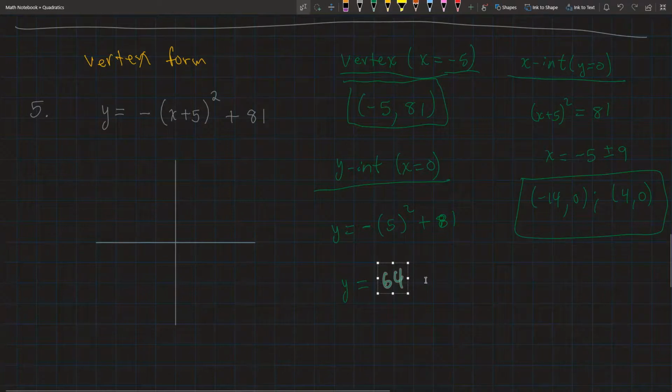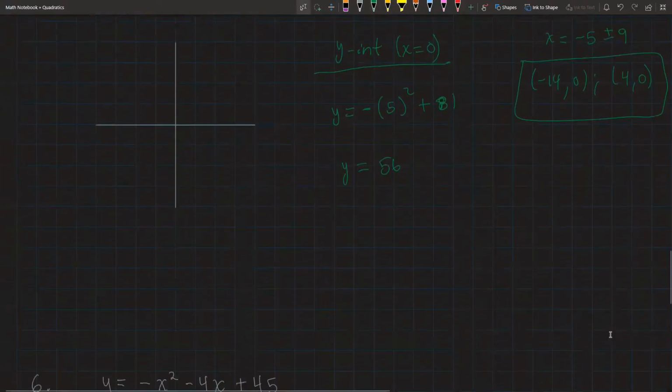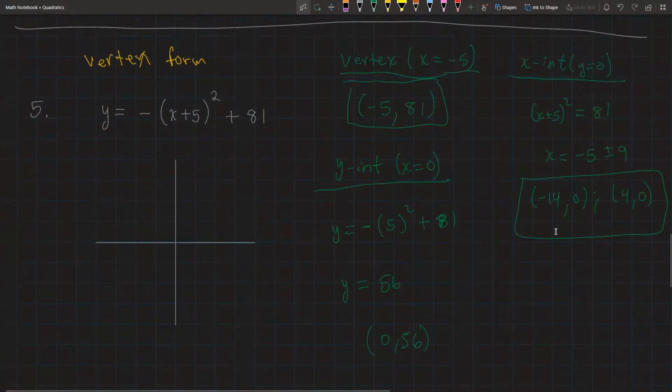I don't know if that's right. Negative 25 plus 81. 56. All right, good. Good thing I double checked. I hope you did as well. I think that's positive 56. Yeah. If you have a calculator, double check that, but I think it's 56. So we'll write that as 0, 56. Otherwise, the concept's correct. I know that.